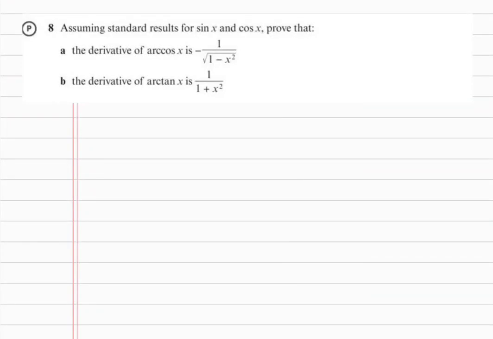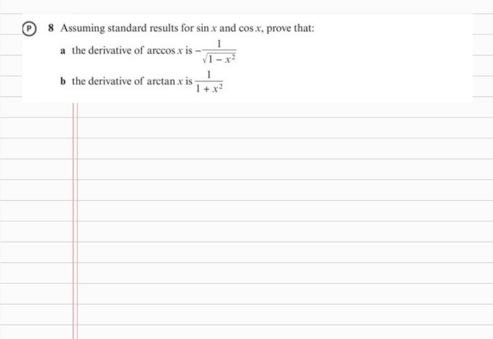Hi everyone, this video is on exercise 9F question 8. This is an interesting question in this exercise, which is similar to question number 7 and 6 that we had in the last video.